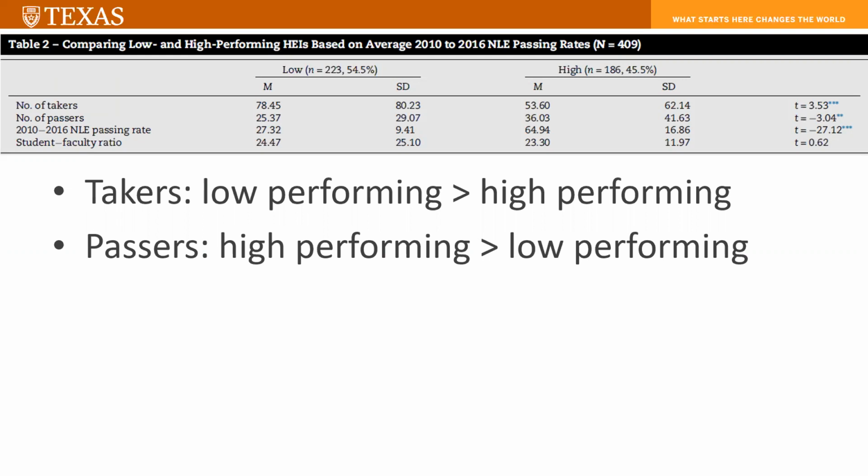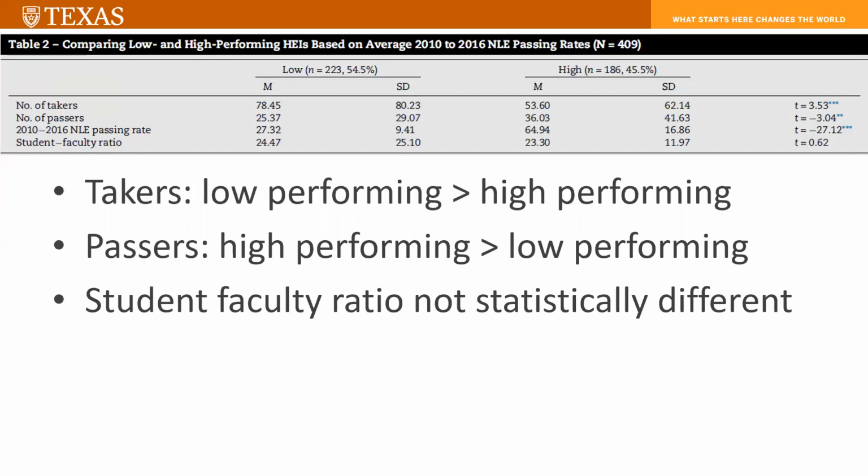And nonetheless, in terms of student faculty ratio, we had data on the number of students and the number of faculty in each institution. We couldn't say how accurate it is, but that's the data that they gave us. What we found is that the student faculty ratio between low and high performing schools is not statistically different. On average, there are 24 students for just one faculty: 24.47 for low and 22.34 for high. So it's not that much different.